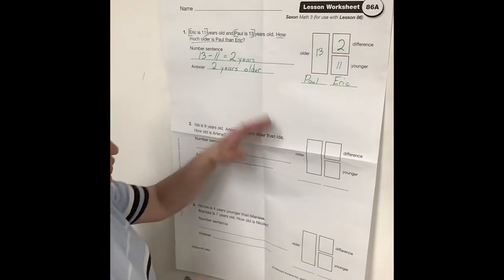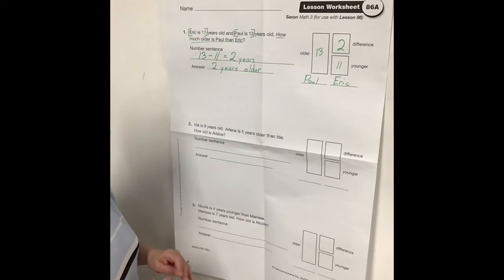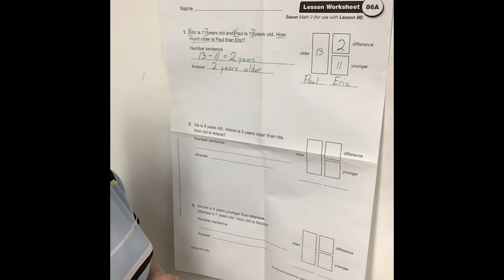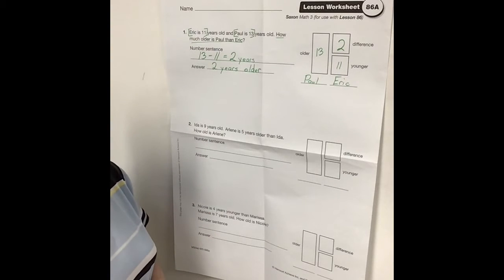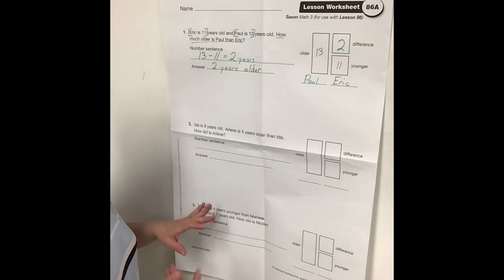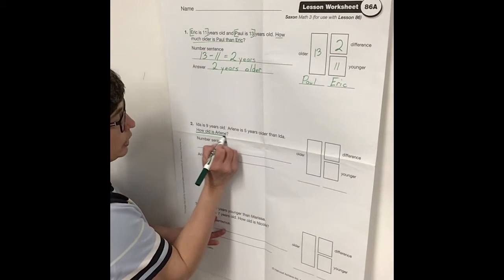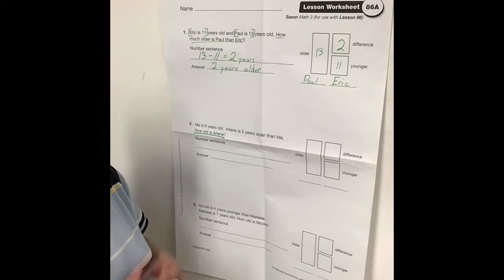Okay? So let's go to our next problem. It says Ida is 9 years old. Arlene is 5 years older than Ida. How old is Arlene? Okay, let's bracket and let's underline what we're trying to find out. So what are we trying to find out? Right, how old is Arlene? Okay, so that's the question we're trying to find out.